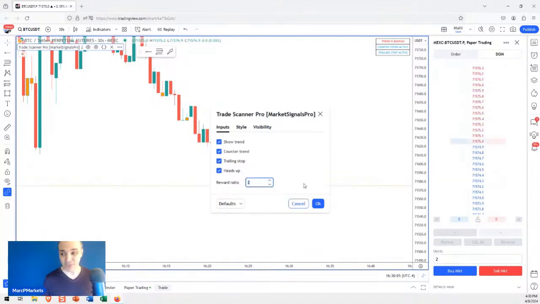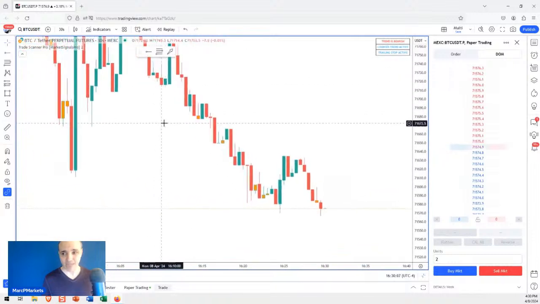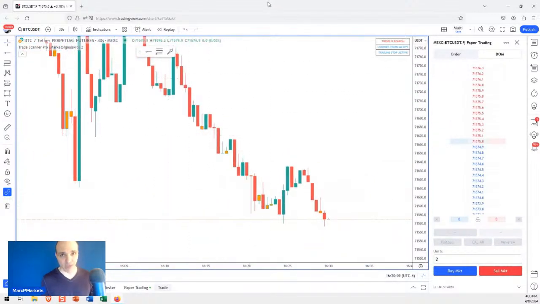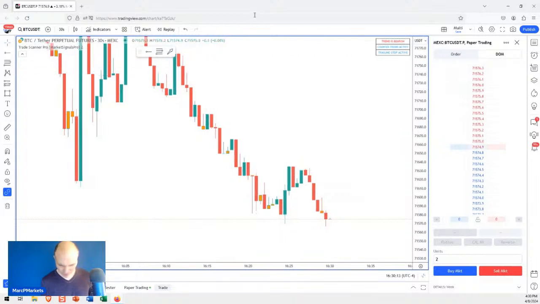Man, this thing wasn't even reaching 1-to-1 on a 30-second chart. That sucks. Can't even reach 1-to-1. You see that? I think that's what she means by the lines, the reward risk ratio.